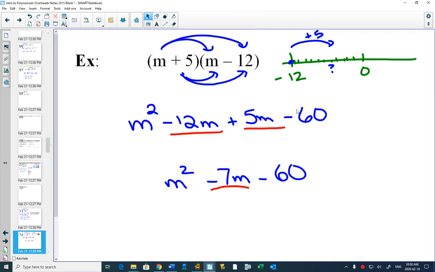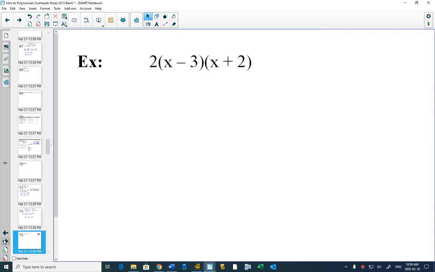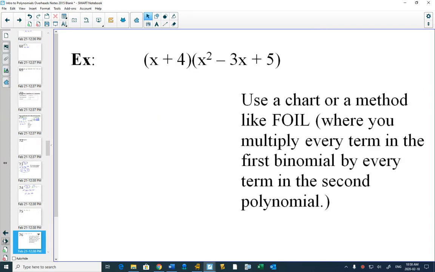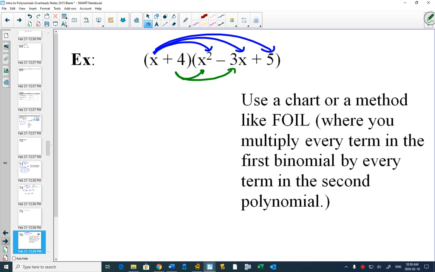Okay, we are going to skip this example. And I'm going to introduce you to the last one, which has 3 things here. So the x doesn't just go to the first 2. It has to go to all 3. And the 4 goes to all 3 as well. Class will end in like 2 minutes. So we're just going to finish up with this one.